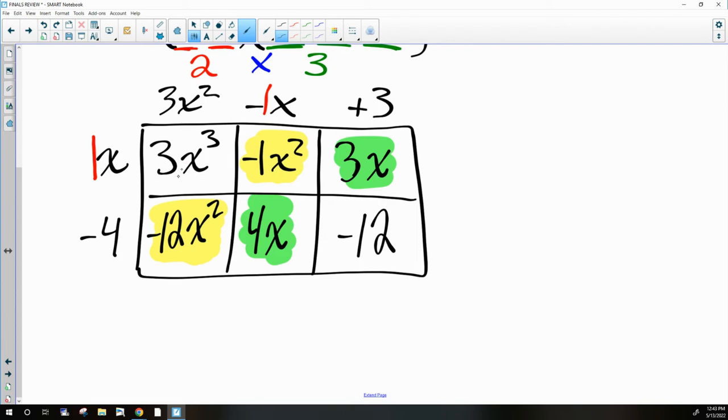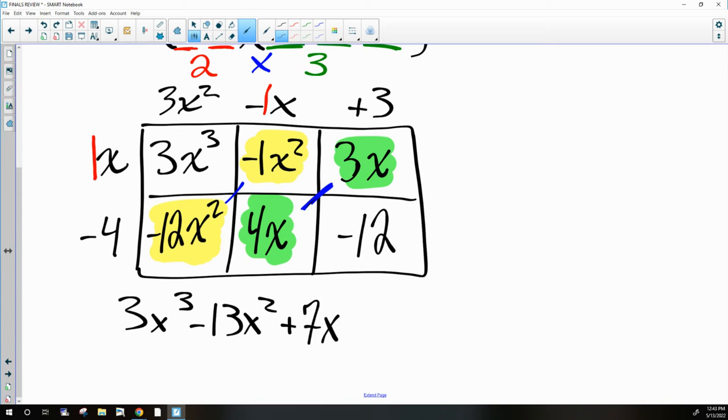So first we have 3x to the third. And what am I going to do with those yellows? Add them. So negative 12 plus negative 1 makes negative 13x squared. Remember, we're adding right now. Add your green like terms together: 4x plus 3x is 7x.